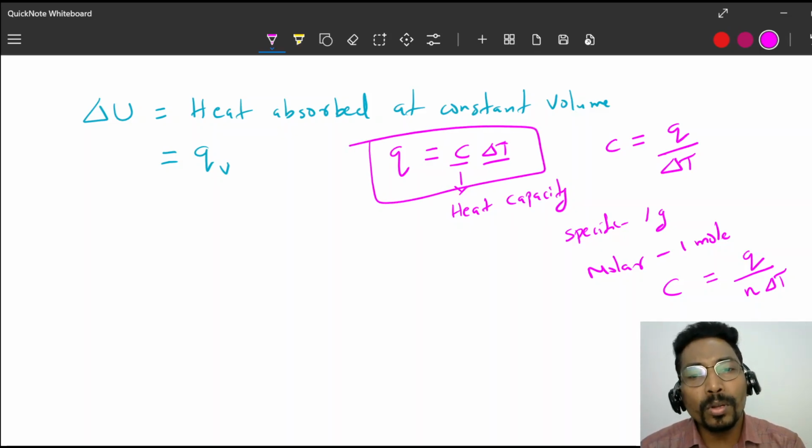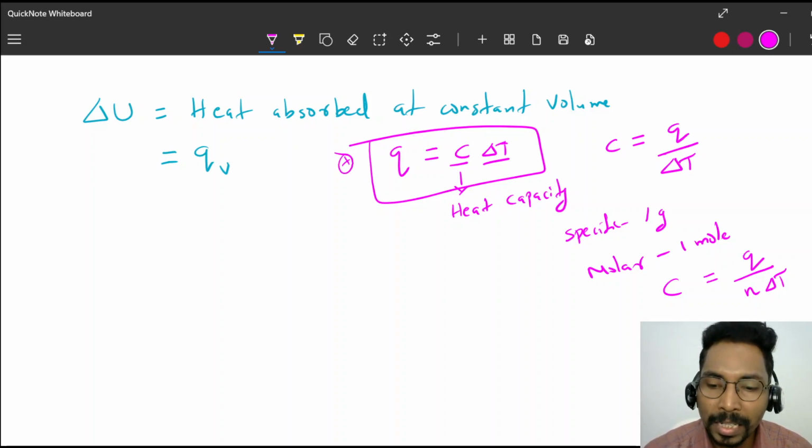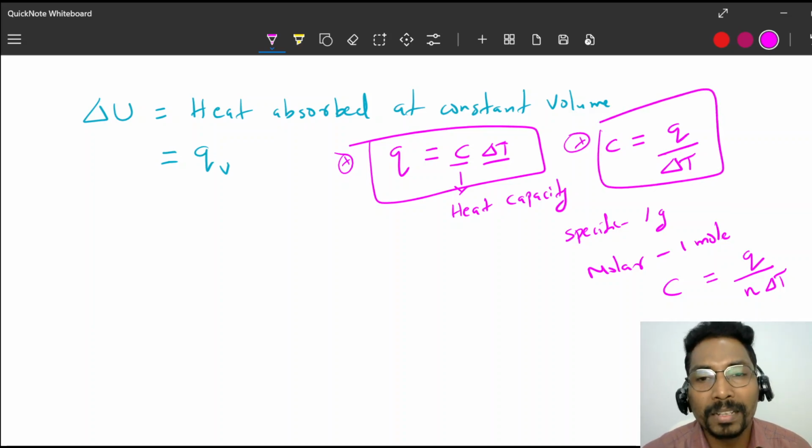So this is the expression for heat. That means Q is directly proportional to the difference in temperature. Delta T means difference in temperature. So this is one important expression, and this is the expression for heat capacity. From this, we can relate to the next equation.